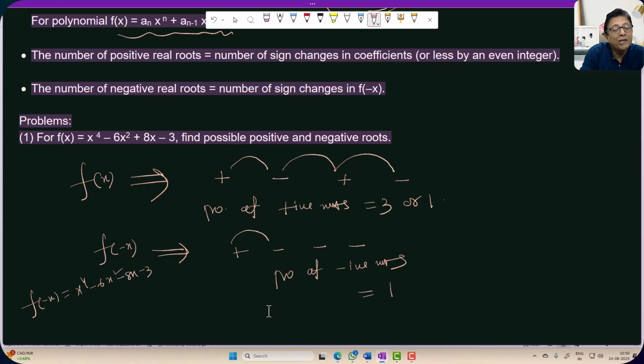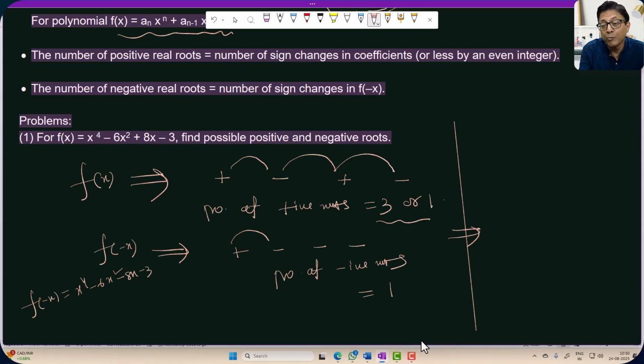If it is 3, you reduce by 2. If it is 5, reduce by 2 or reduce by 4. If the sign changes are 5, it means the number of positive roots will be 5 or 3 or 1. But here there is only one sign change, so the number of negative real roots will be 1 only. So what have you got here after solving this problem? How many real roots are there? You got 3 or 1 here. We are not sure about those 3 positive roots. Maybe 1 only, but at least 1 positive root is there. And here at least 1 negative root is there.